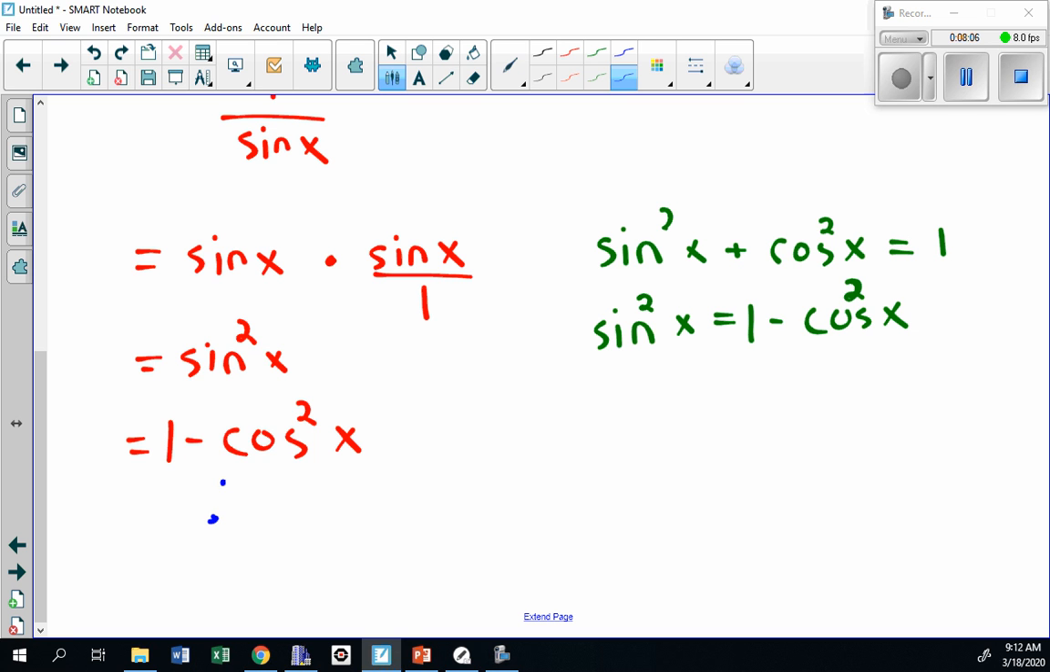So therefore, left side equals right side, and it's been verified. Make sure you write that. You want to get 100. All right.